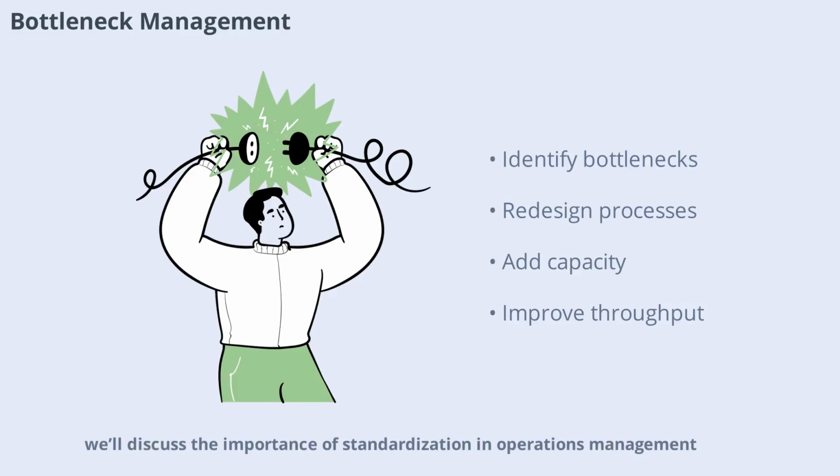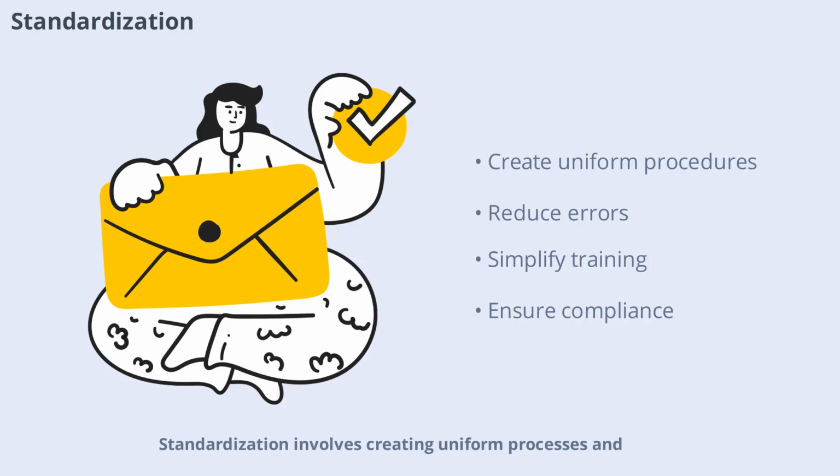Next, we'll discuss the importance of standardization in operations management. Standardization involves creating uniform processes and procedures to ensure consistency and quality. Operations managers develop standard operating procedures, SOPs, and train employees to follow them.